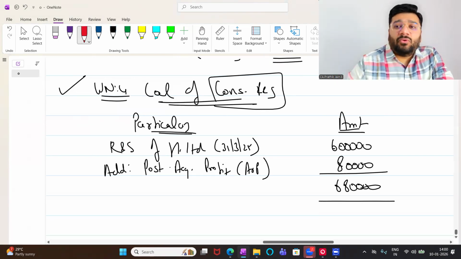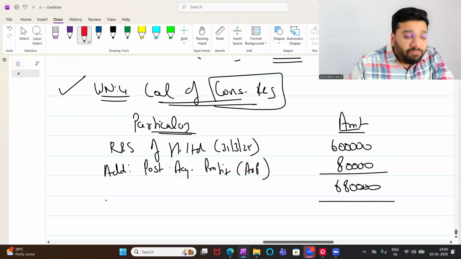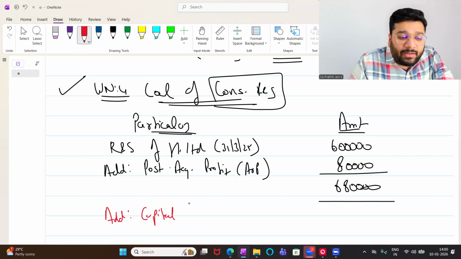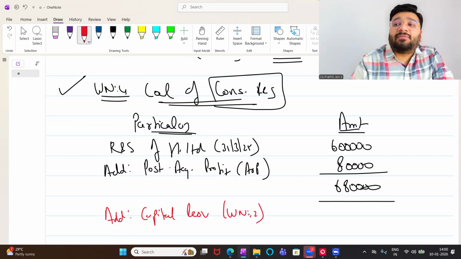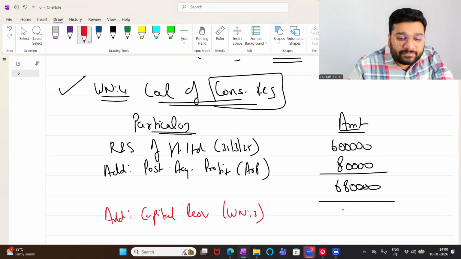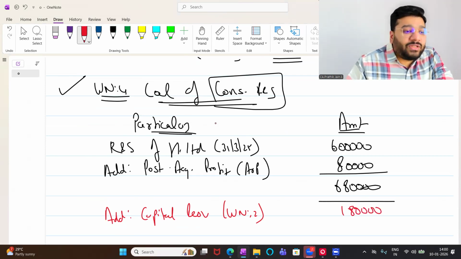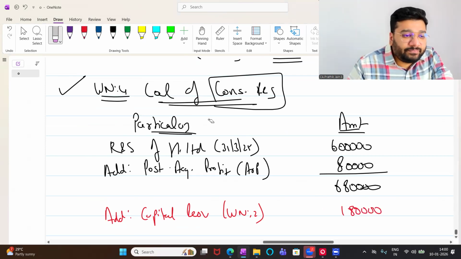Now listen. With this, you'll add one more item. Capital reserve, which is coming from working note number 2. If goodwill is coming, you will not add it here. Only if capital reserve comes, you'll add it. How much is it? 1,80,000. Total how much? 8,60,000. Very good.